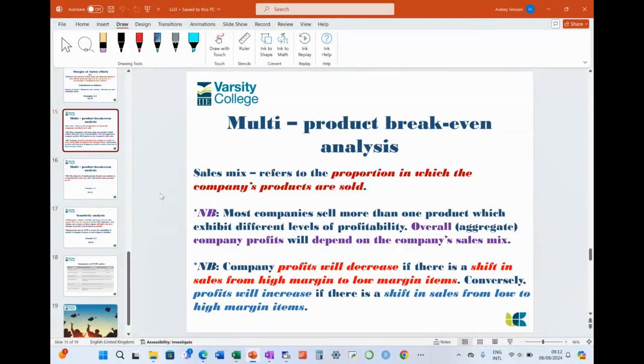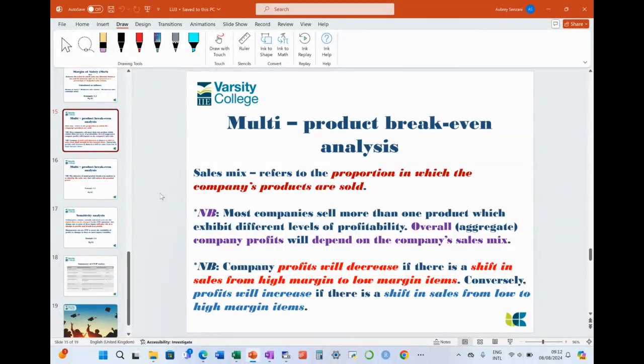Overall, company profits will depend on the company's sales mix. Any company wants to sell loads of units of the products that have the highest margin. Does that make sense? Because obviously these are cheap for us to produce, but at the same time we get a lot of profit from them. Does that make sense?